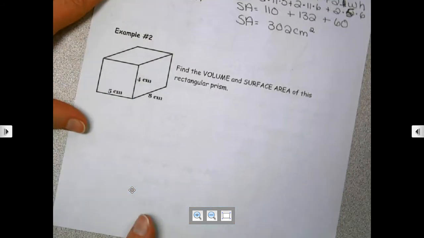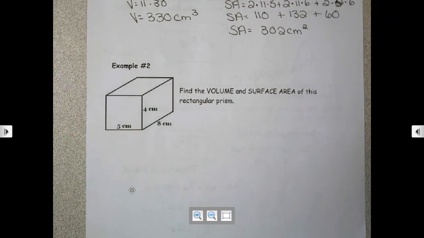Okay, what I'd like you to do is move on to example number 2. Find the volume and the surface area of this rectangular prism. Please pause the video, try it out, and come on back.